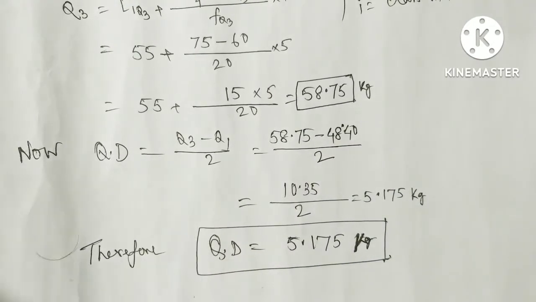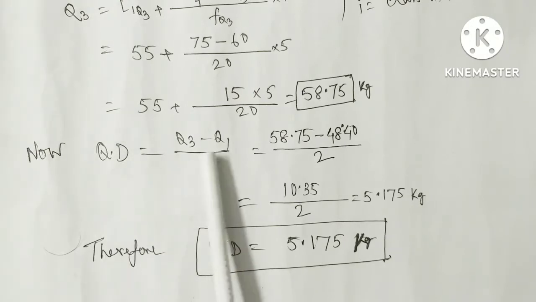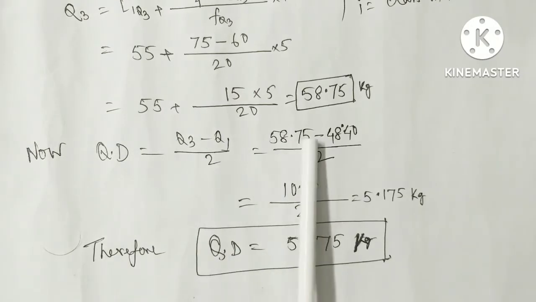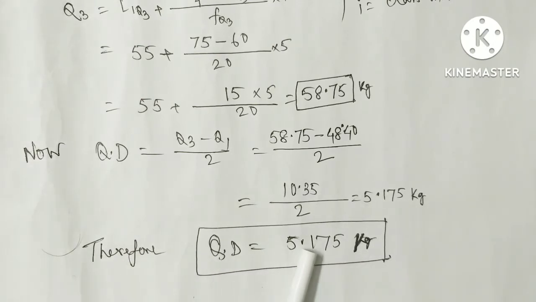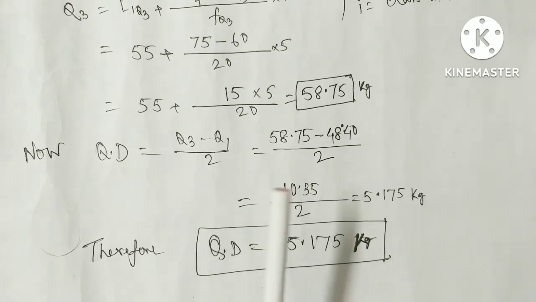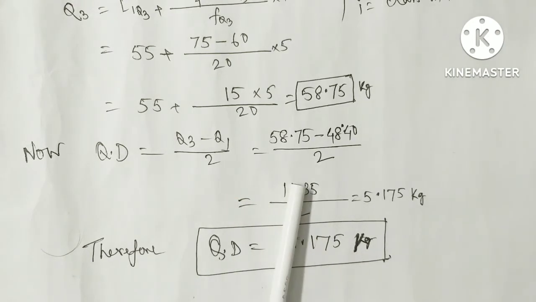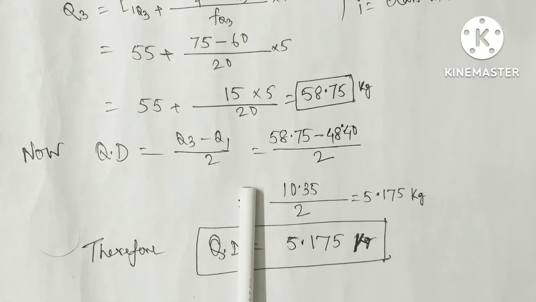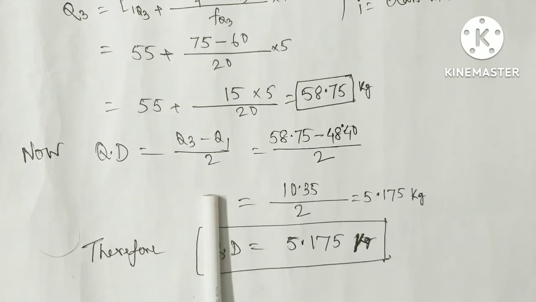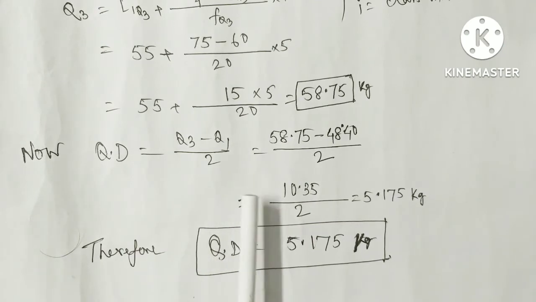Now the formula: quartile deviation equals (Q3 minus Q1) by 2. By putting those values, we get 5.175. Hence, quartile deviation equals 5.175 kg. These three types of problems are complete problems for three series: simple series, discrete series and grouped distribution series. This is all for today.